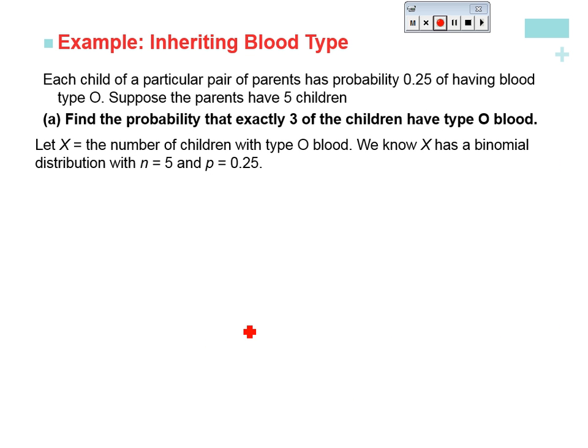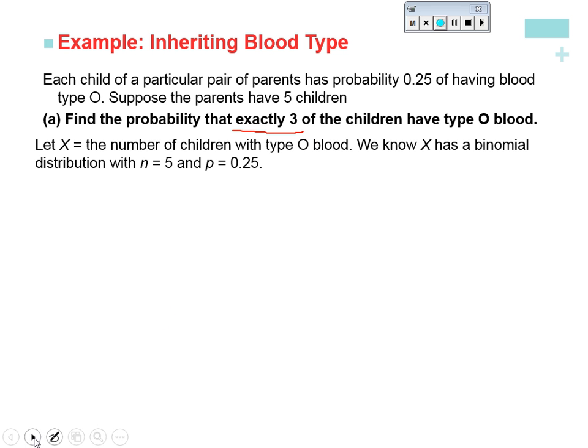So in terms of a different kind of example here, the question says each child of a particular pair of parents has a probability of 0.25 of having blood that is type O. Suppose the parents have 5 children. Find the probability that exactly 3 of the children have type O blood.